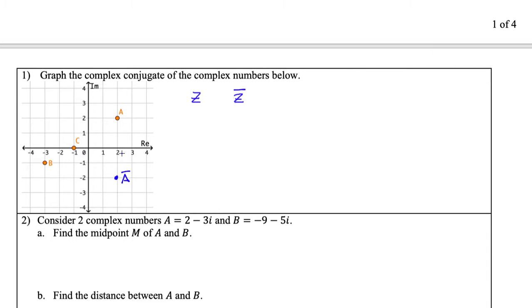James, you can put that away. What about B? If I reflect B over the real axis, then B becomes -3 plus 1i. So there's B bar, which is the complex conjugate of B. What about C? Where is the complex conjugate of C? It's right on itself. If I reflect over the line of reflection and I'm on the line of reflection, I'm on itself, so that's also C bar.